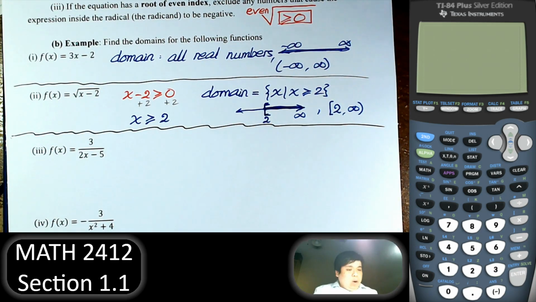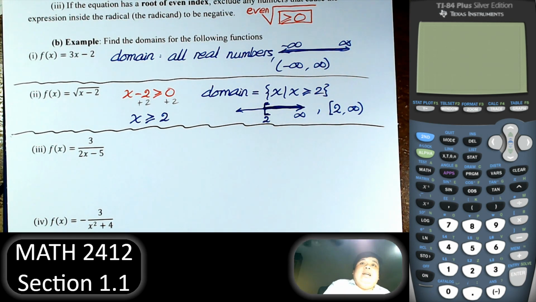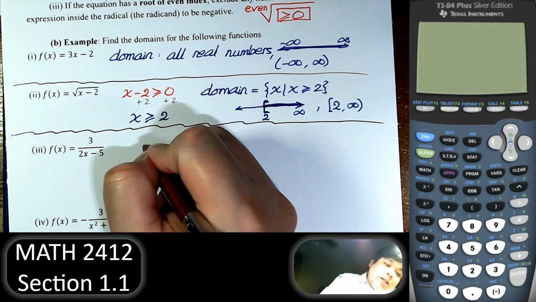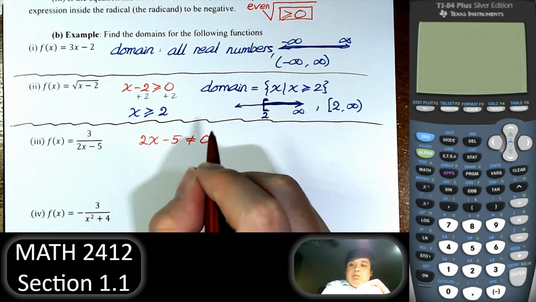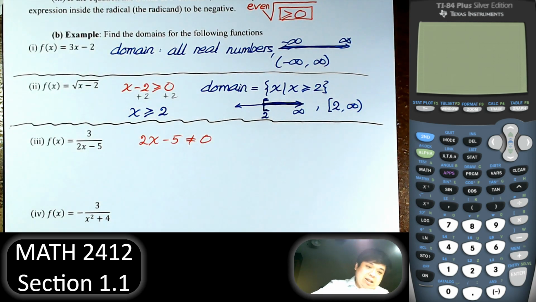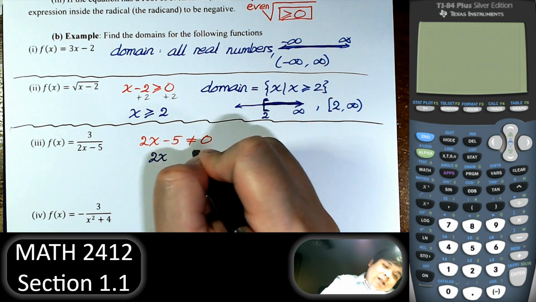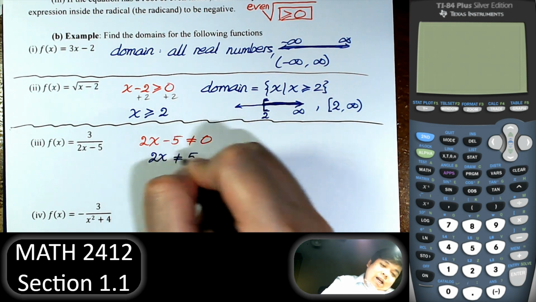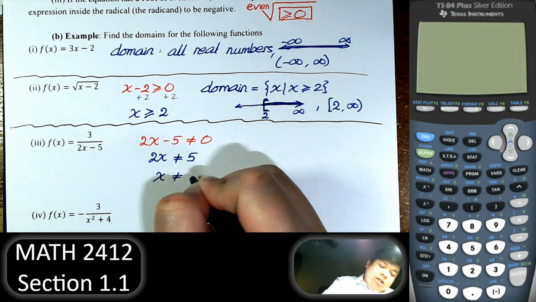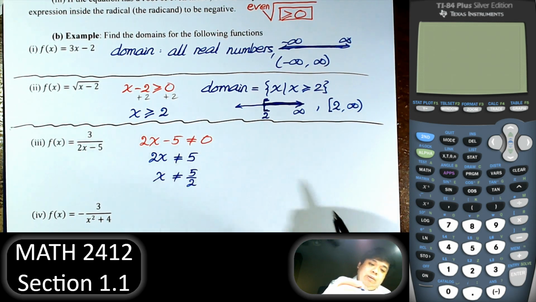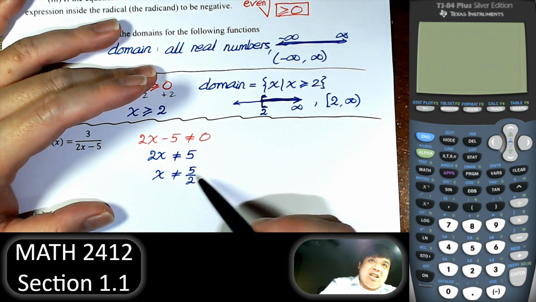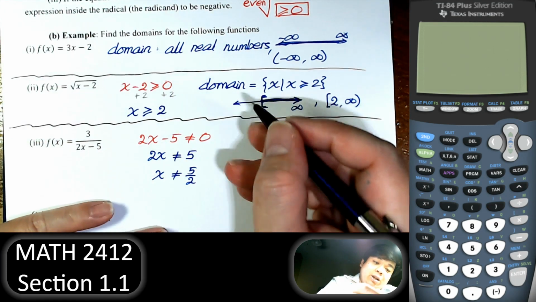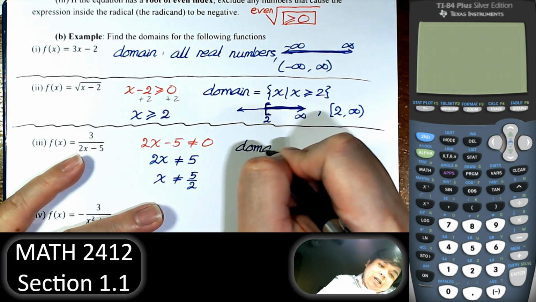Right, next, what we have here is we have the denominator, and the denominator cannot be equal to 0 because we cannot divide by 0. So we have 2x minus 5 not equal to 0. Of course, we add the 5 on both sides. We have 2x not equal to 5, and then divide by 2. So x is not equal to 5 over 2. So of course we can just say the domain is the set of all the x such that x not equal to 5/2. Or we use the interval notation.